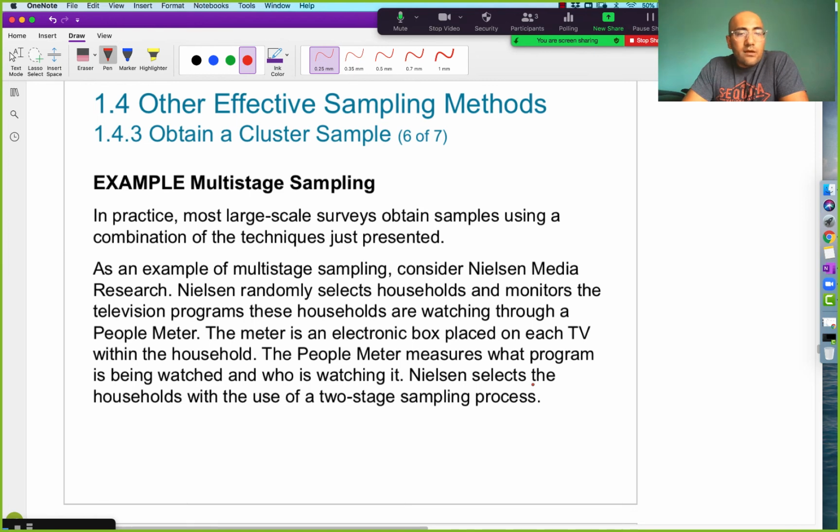As an example of multi-stage sampling, consider the Nielsen media research, right? Nielsen randomly selects households and monitors the television programs these households are watching through a people meter. The meter is an electronic box placed on each TV within the household. The people meter measures what program is being watched and who is watching it. Okay, well that's kind of weird. So it's got like a camera maybe pointing at the couch, keeping track of how many people are watching and who is watching it.